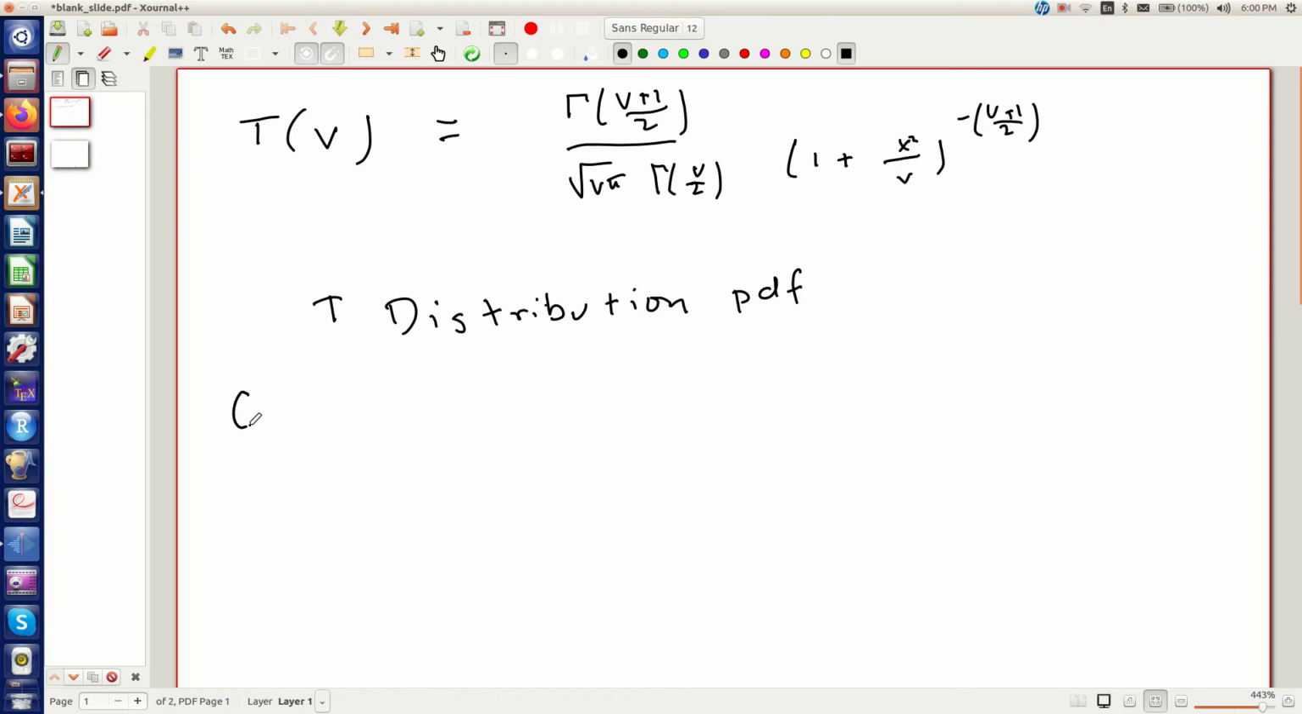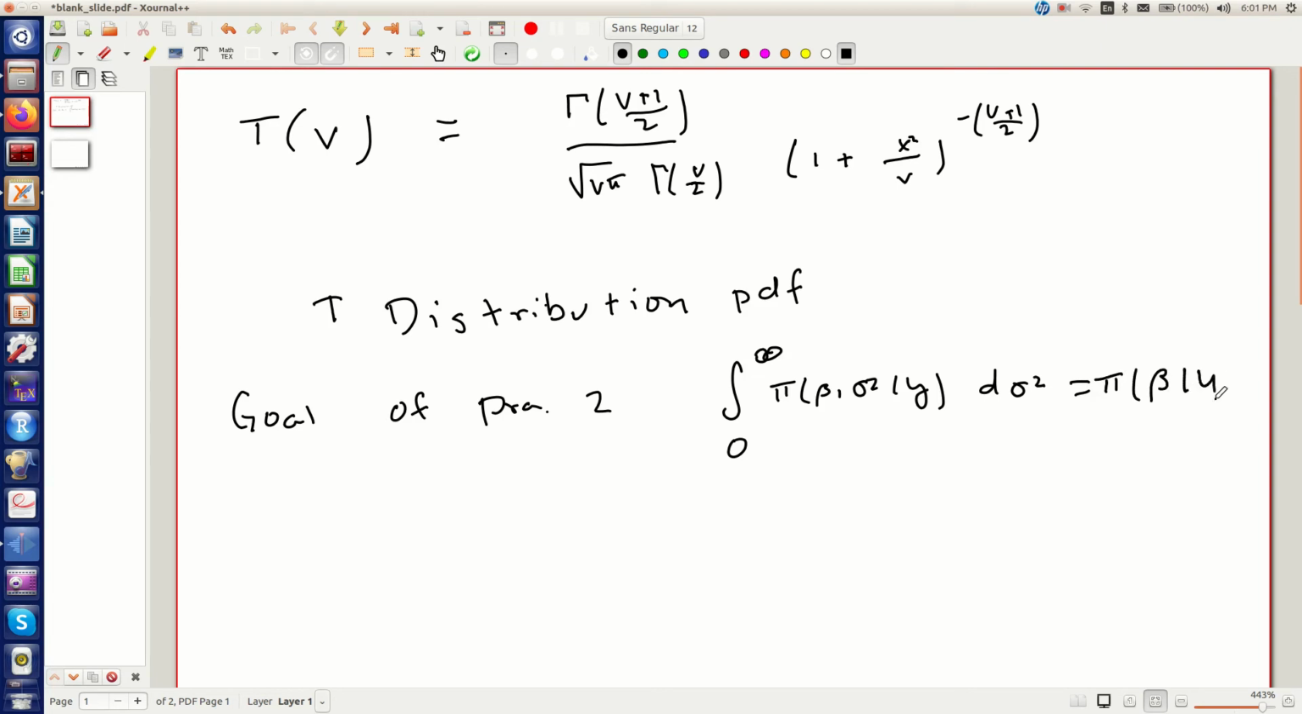Okay, so the goal of practice problem 2 is to integrate out sigma squared. You have this joint distribution of everything. You want to integrate out sigma squared over its support, and that will leave us with a marginal distribution for beta, given y.